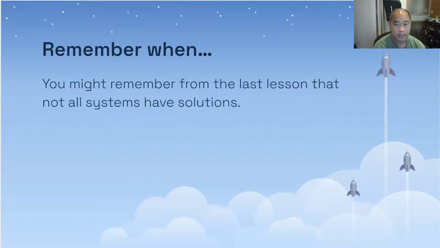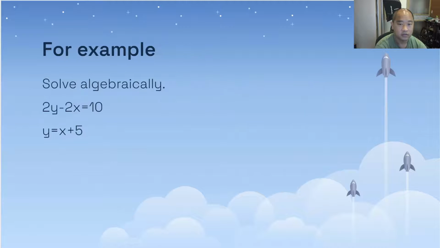Okay. Remember from the last lesson that not all systems of equations have solutions. Sometimes if they're parallel lines, meaning that they have the same slope, they will not ever intersect. Sometimes they are just the same line and they do have solutions, but they have an infinite number of solutions. It's not going to look like an ordered pair. So for example, let's solve this. So here y equals x plus 5, right?